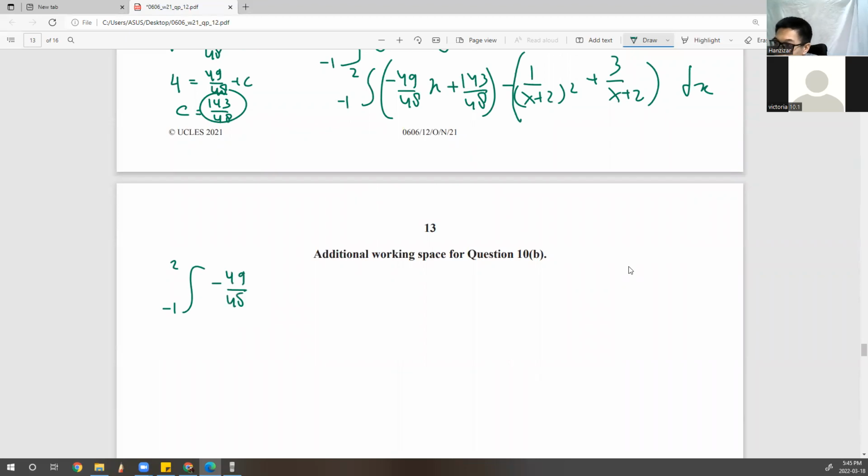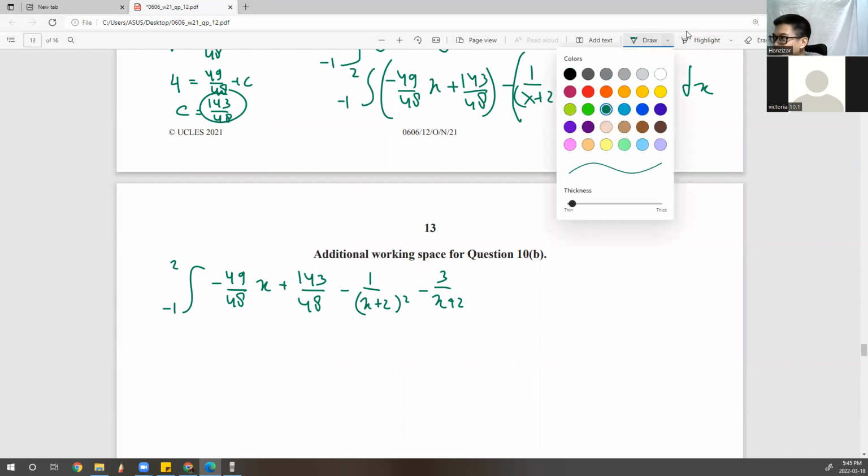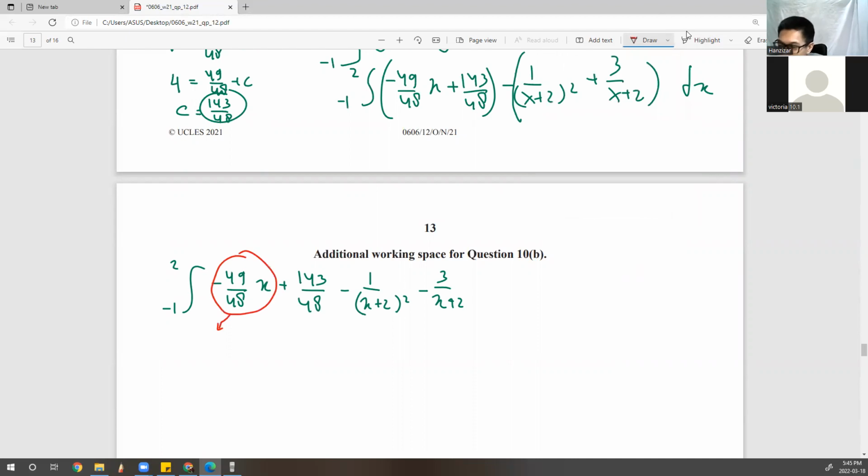Negative 49 over 48 x plus 143 over 48. I read that one more time. I open the bracket. Minus also. Now, negative 49 over 48 x, do one by one. So I am doing this first, right? If you integrate, you will get negative 49 over 48, the constant stays the same, and then x to the power 1 plus 1 over 1 plus 1. Remember the rule of integration? Okay, do you remember?